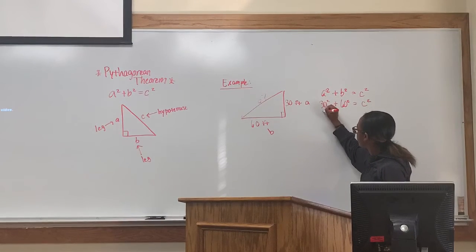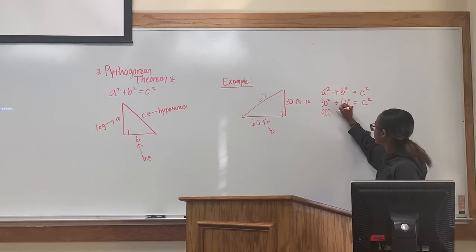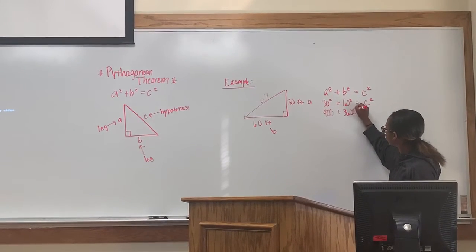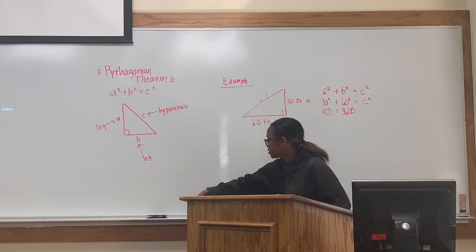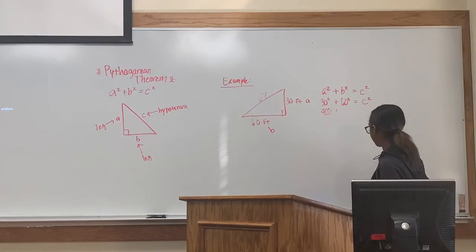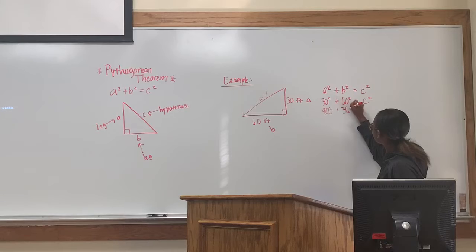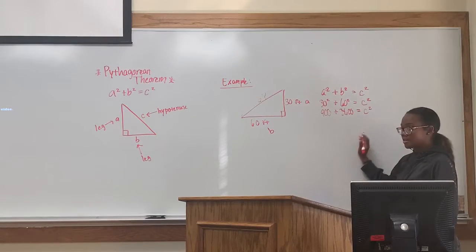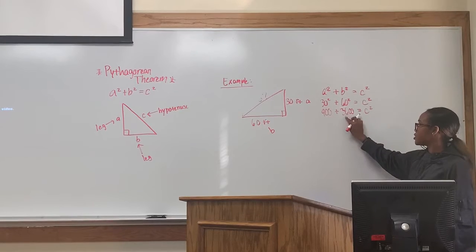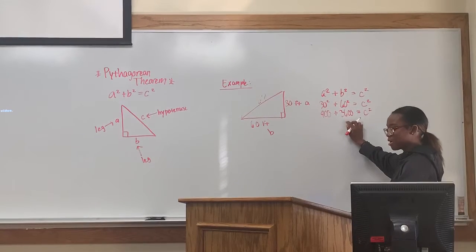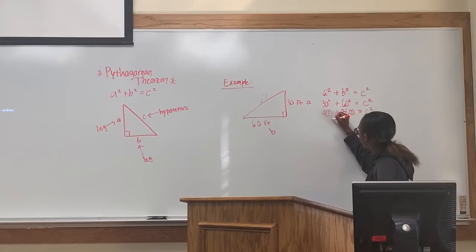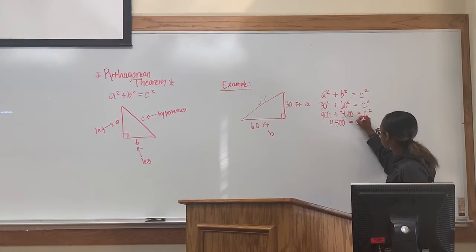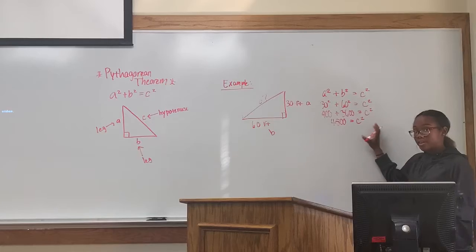So 30 squared would be 900 plus 3600 equals c squared. And then next, the obvious part is you add the two together. So you'll come up with 4500 equals c squared. But you're not done yet.